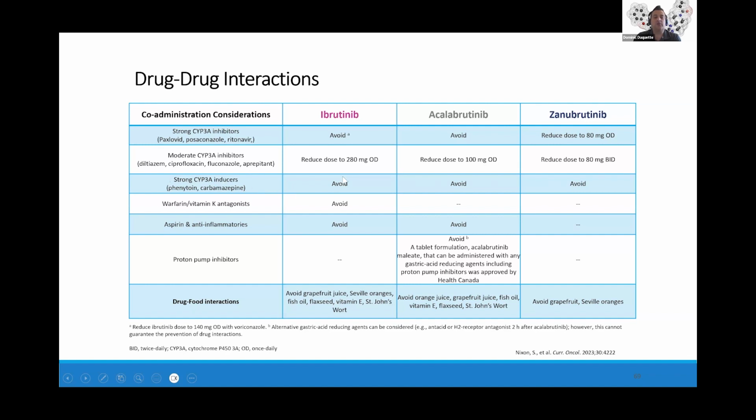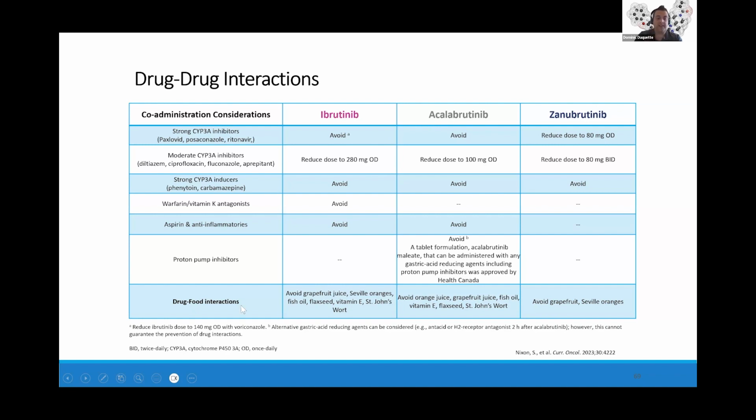Now, strong inducers should be avoided if possible. That is the major problem that we do have, because studies have shown that the PFS goes down if you do have an inducer with these drugs. For inhibitors, there are management solutions, so you can reduce the dosage with this. But it's less scary because there were no dose-limiting toxicities in the phase 1 studies for all of these drugs.